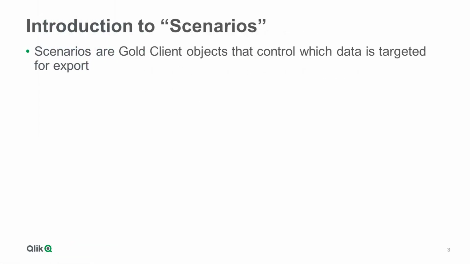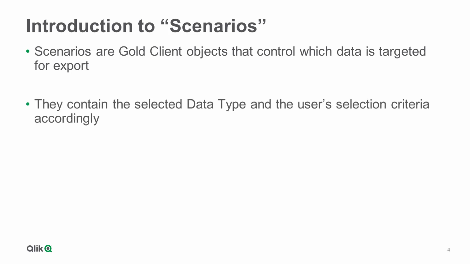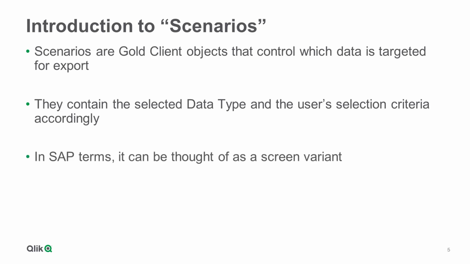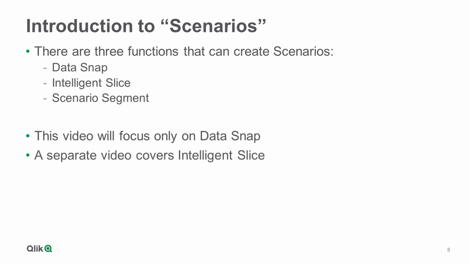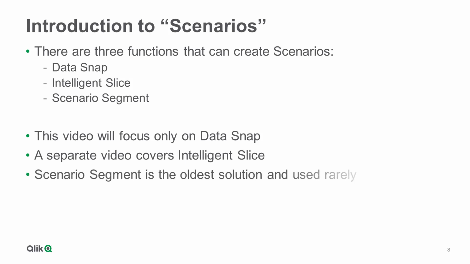Scenarios are Gold Client objects that control which data is targeted for export. They contain the selected data type and the user's selection criteria accordingly. In SAP terms, a scenario can be thought of as a screen variant. There are three functions that can create scenarios in Gold Client. It can be done using the DataSnap, Intelligent Slice, or Scenario Segment functions. However, this video will focus only on using DataSnap. There is a separate video that covers Intelligent Slice, and Scenario Segment is the oldest solution in the space and is only used on rare occasions.